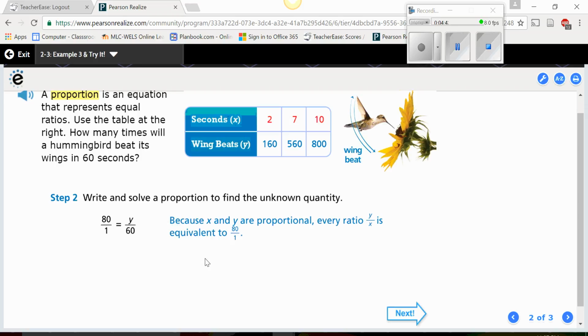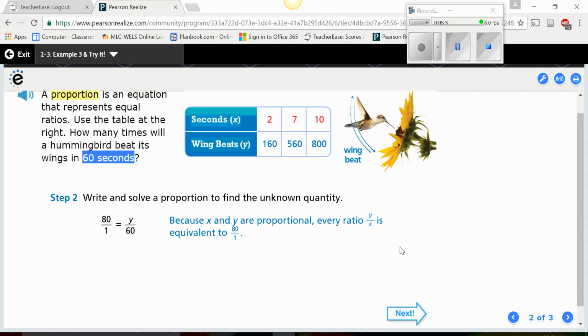Because they're proportional, we now know what the ratio is that we can use, and that ratio is 80 over 1. So 80 beats in 1 second. Now we can create what's called an equivalent fraction. Since we're looking for 60 seconds, we can see that 80 over 1 should be equal to y, that's our unknown, over 60. That's our 60 seconds. So 1 second to 60 seconds, and 80 beats to our unknown.